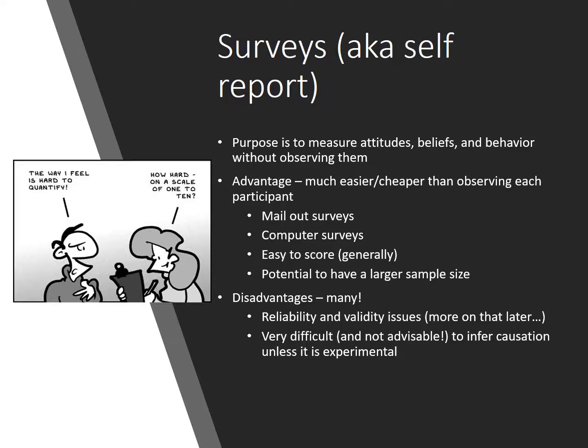So if I'm in a sad mood, do I answer my self-esteem questions lower than if I'm in a happy mood? And it's very difficult to infer causation unless it's experimental. So again, if I ask people how much they drink and I ask them how depressed they are, I could have a correlation between drinking and depression, but in no way would this be a causal relationship. The only way we could do this is if it was a pre-post design. So if I had a measure of depression and then I did an intervention and then I had a measure of depression again, that might be a little more evidence towards causation, but we still might have issues with reliability and validity.